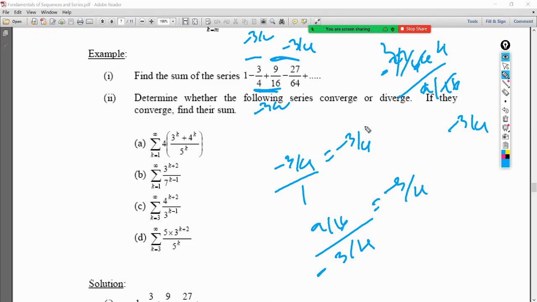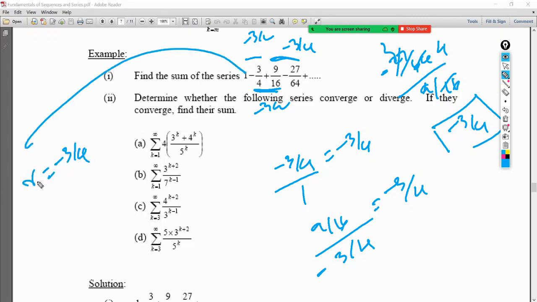Now you know the R here is minus 3 by 4. Remember, if R is between minus 1 and plus 1, yes, we can find the sum. Otherwise, we can't find it, it is an infinite series. So what we got is minus 3 by 4, which is between minus 1 and plus 1. So therefore this is convergent.